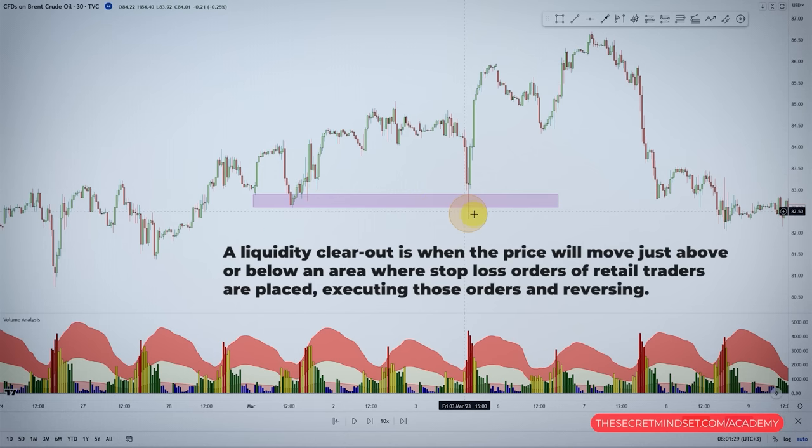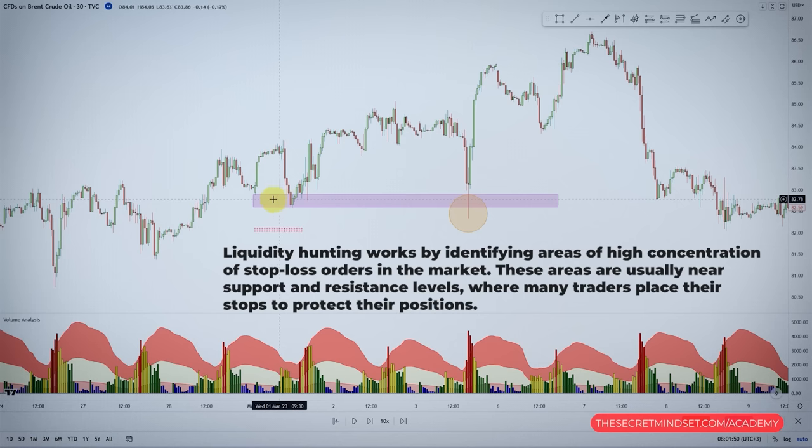A liquidity clearout is when the price will move just above or below an area where stop-loss orders of retail traders are placed, executing those orders and reversing. The goal of this strategy is to take advantage of the liquidity that is provided by the stop-loss orders of other traders. Liquidity hunting works by identifying areas of high concentration of stop-loss orders in the market. These areas are usually near support and resistance levels, where many traders place their stops to protect their positions.